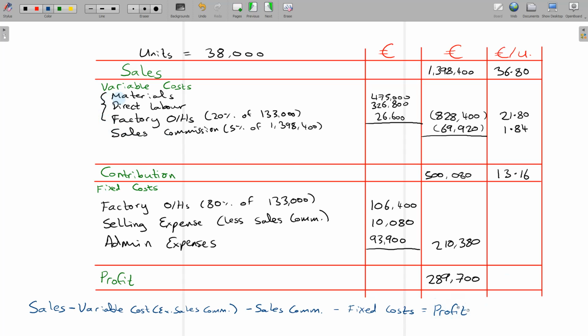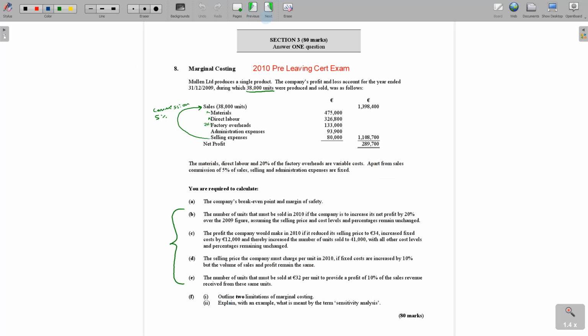So all it is, it's turning the table form into an equation. We have our sales. We take away our variable costs without sales commission. Then we take away our sales commission. Then we take away our fixed costs, and then we get our profit. So it's just turning a table form into a nice simple equation to make things easier for us when we do part B, C, D, E. But that's not what they're asking us for.